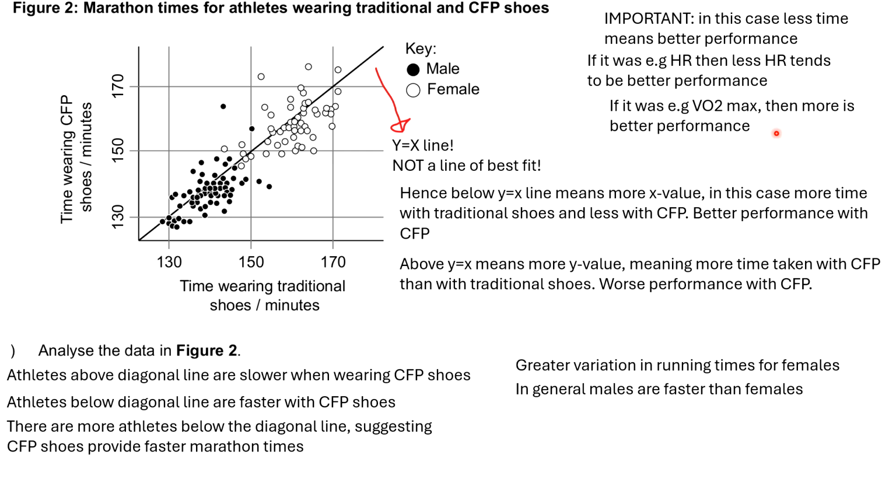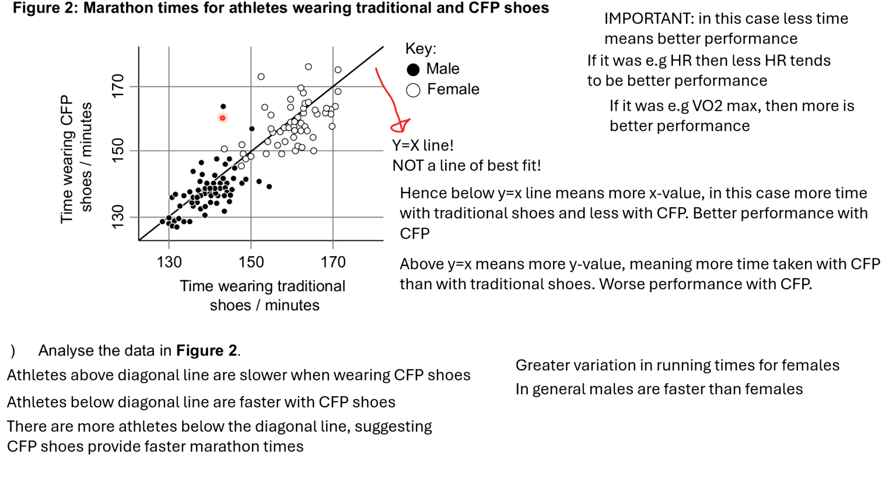If it was VO2 oxygen consumption, less oxygen consumption is better because it's just better running economy. Hence, below the y equals x line, points below it mean more x value. So in this case, more time wearing traditional shoes, which means that they're slower with traditional shoes than with CFP shoes, meaning CFP shoes are better.